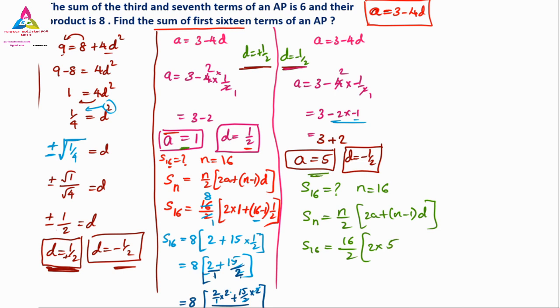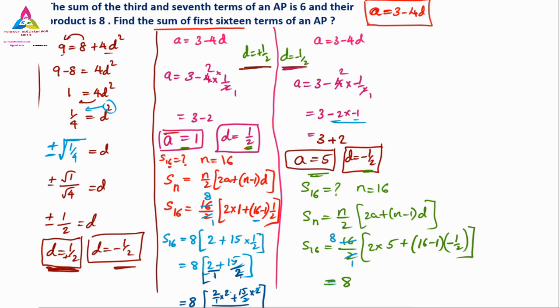According to this, the D was plus 1 by 2, but here we have a different one. So the A value is 5, plus n minus 1 is 16 minus 1 remains as it is. The D value is negative half. Remember this. So the D value is now negative half. So we got the D value over here. The continuation part, again we can cancel here: 2 1s are 2, 8s are.